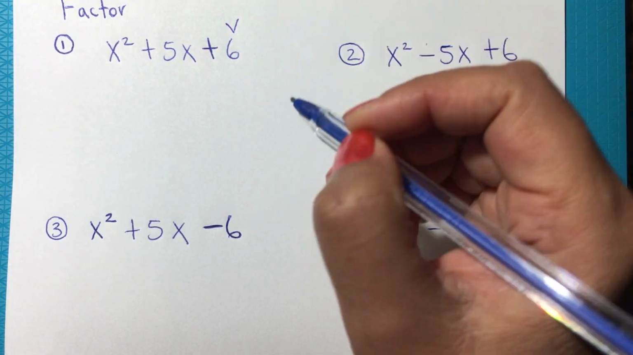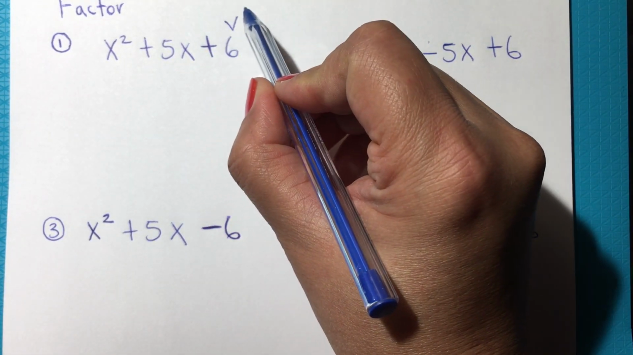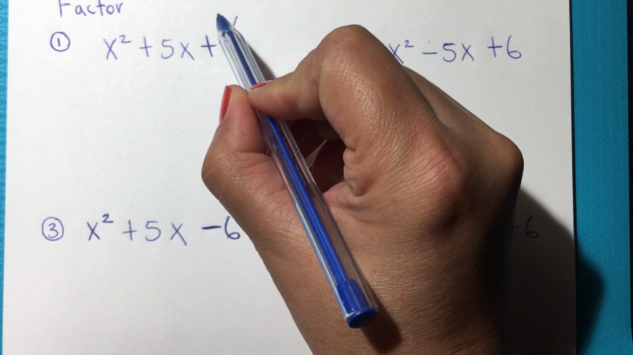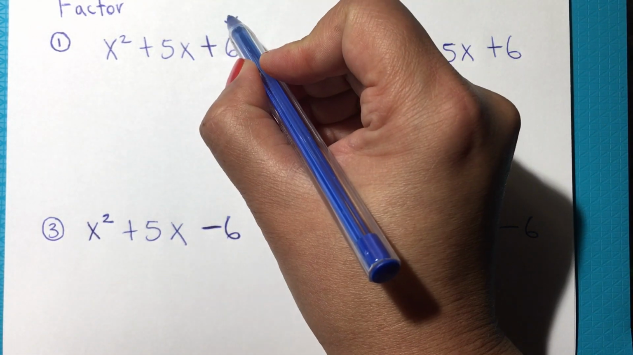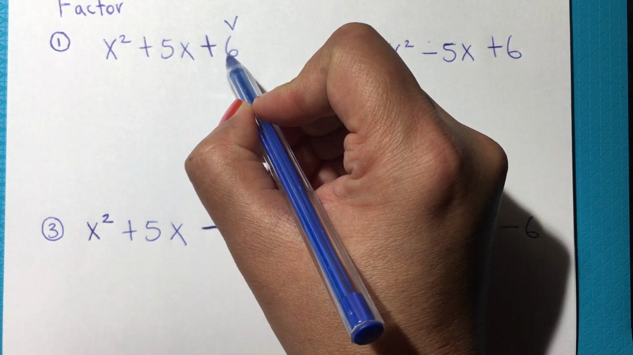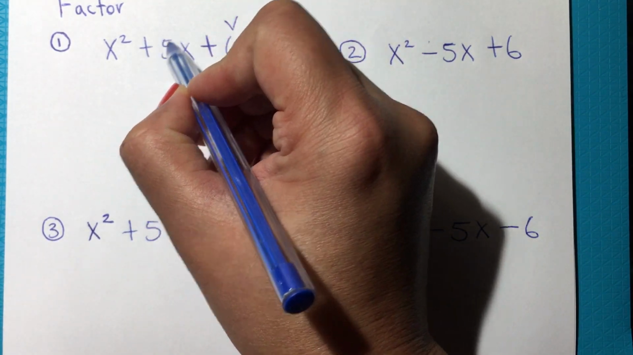We know that for 6, the factors can be 1 times 6. But when you add them, it gives you 7, not 5. Or you can do 2 times 3, it's 6. But when you add them, it equals positive 5.